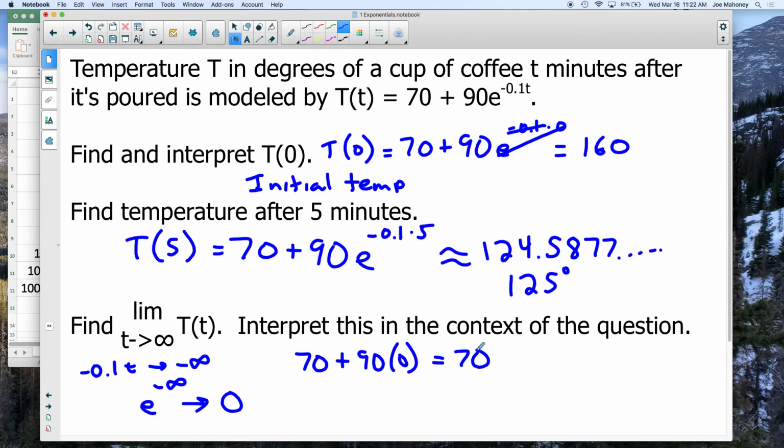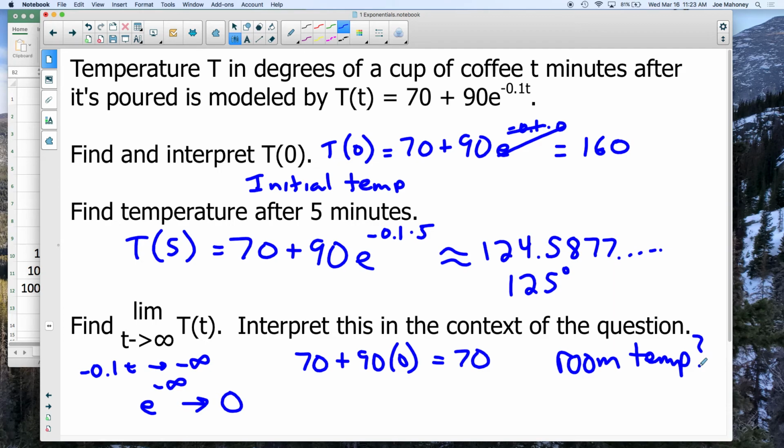So what does this mean now in terms of the context of the question? Well, what it means is that as you let that cup of coffee sit on your counter, the temperature is going to approach 70 degrees. What do you think is special about 70 degrees in this question? Maybe it's the temperature of the surrounding area. You're in a room that's about 70 degrees. You might know from physics or from chemistry that if you leave a hot or a cold object in a room, over time it's going to approach the temperature of that room. It's going to be approaching the temperature of its environment.